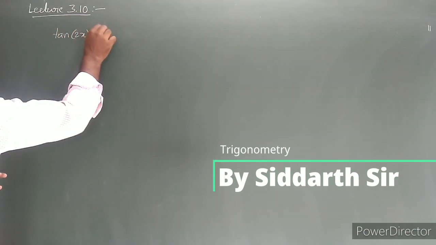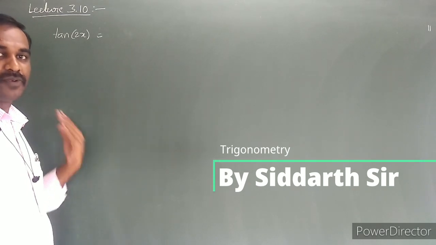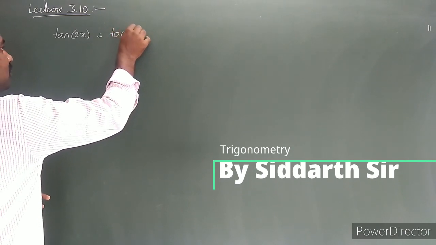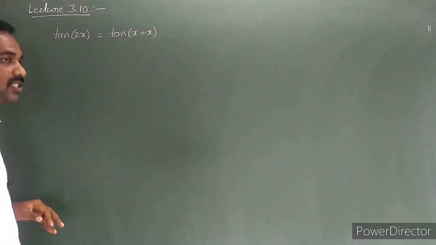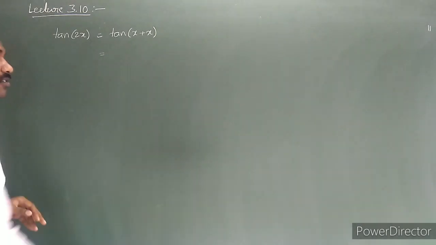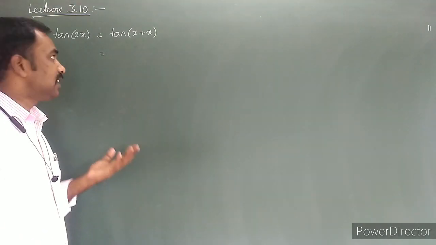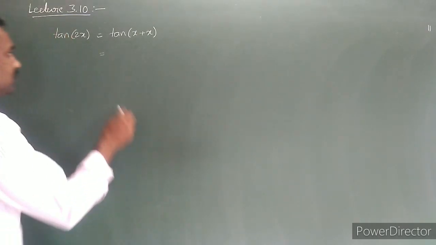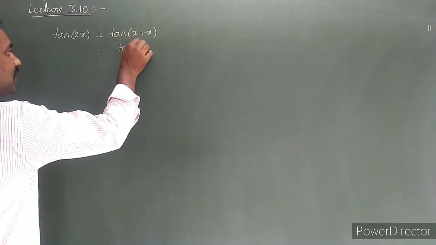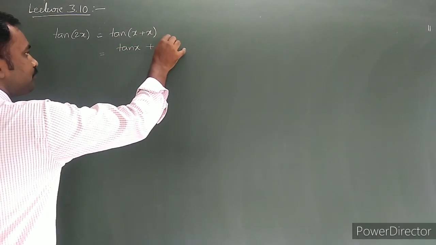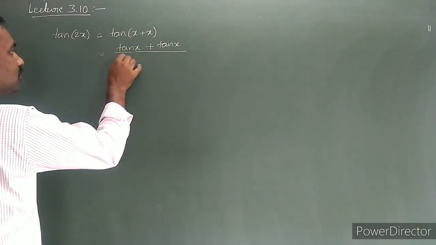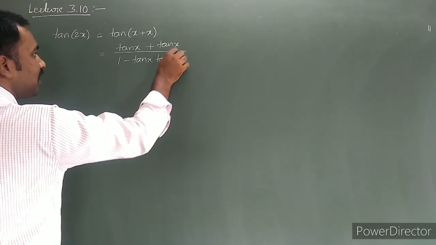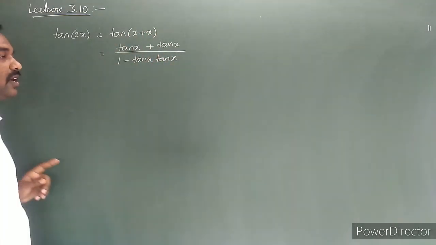What is tan 2x? We need to follow the same process as we did for cos 2x and sin 2x. Here tan 2x can be written as tan of x plus x, which is of the form tan of x plus y. What is tan of x plus y? It is tan x plus tan y divided by 1 minus tan x into tan y. In place of y, x is there, so we write tan x plus tan x divided by 1 minus tan x into tan x.